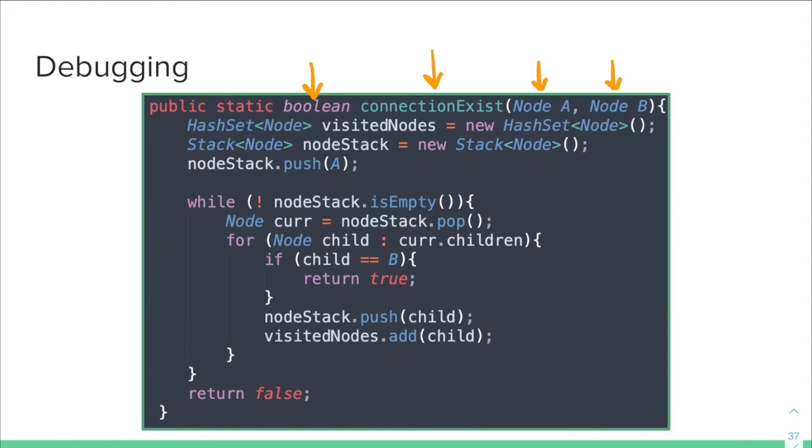While the node stack is not empty, we pop an element from the stack right here. Then we iterate over all the children of this node. And like we just mentioned, these are all the adjacent nodes to this node. We see if the child equals B, and we return true. Now one thing we can check right off the bat is, what's the type of child? Well, child is a node. And what's the type of B? Well, B is a node. So this works well. We are comparing elements correctly. The next thing we do is we push the child onto the node stack, and we add the child to the set of visited nodes. Once the while loop terminates, we return false.